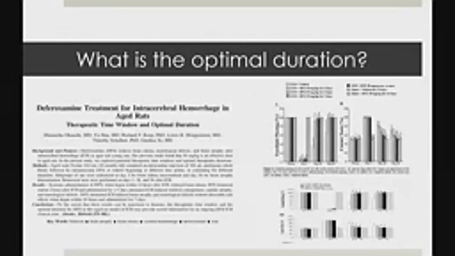Also in animal models, the question came: what's the duration? What's the best duration to get the maximal effect from therapy? In animal models, anything over 2 days seemed to be better than giving placebo, but the optimal effect was if you treated the animals for 7 days.